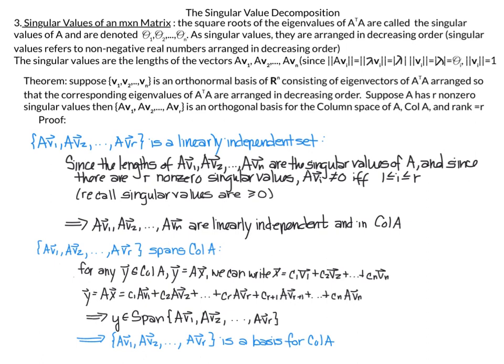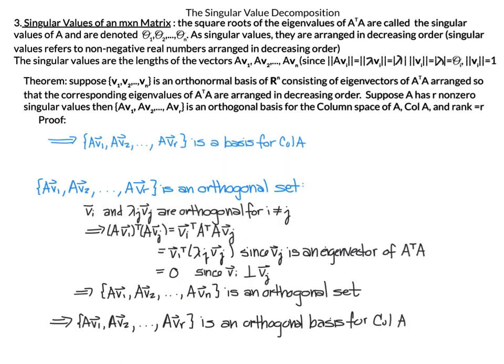As I had mentioned, I have outlined the proof for you here. First, I show that this set is linearly independent. Then I show that they span the column space of A, and therefore the set is a basis for the column space of A. And last, to show it's an orthogonal basis, I showed that the vectors are orthogonal to each other. And so this is the outline of the proof. Again, I didn't really want to spend time on it, but it's here for you. But do take a look at this theorem because we will be using it.